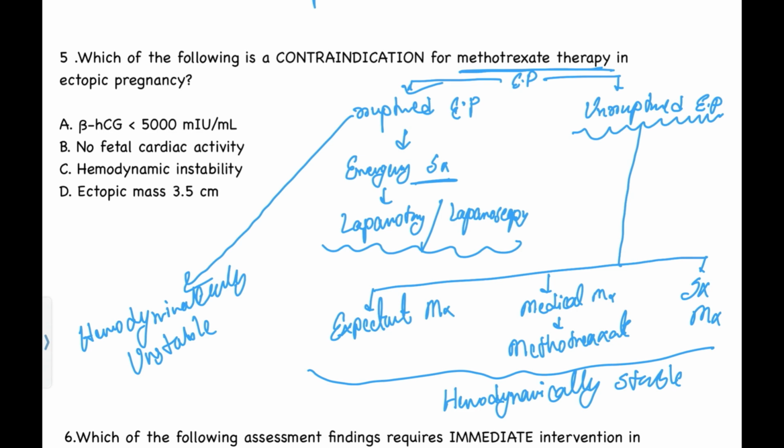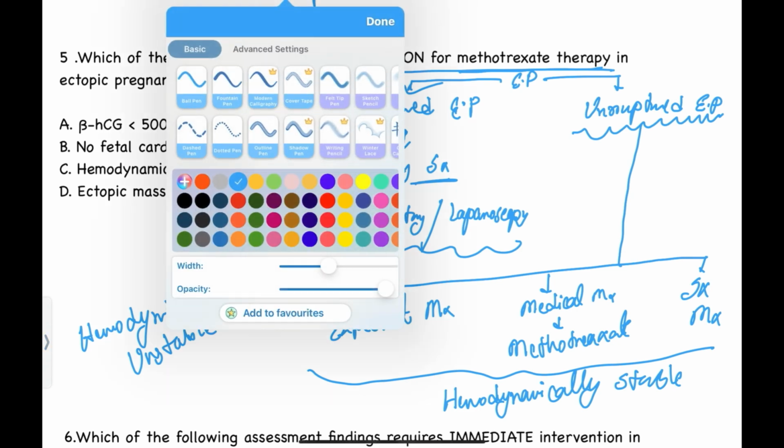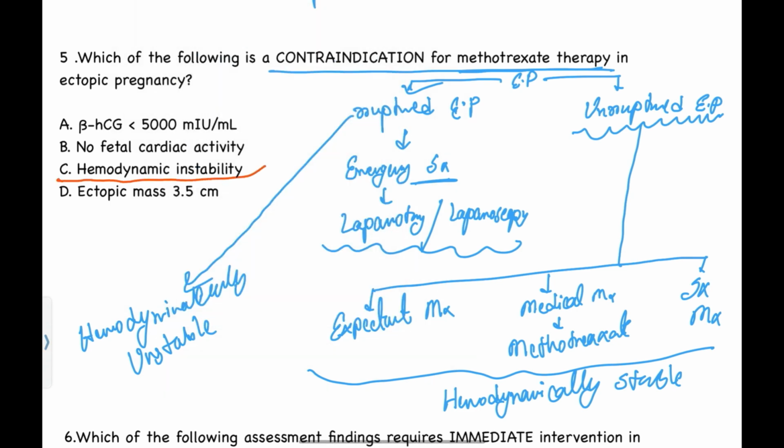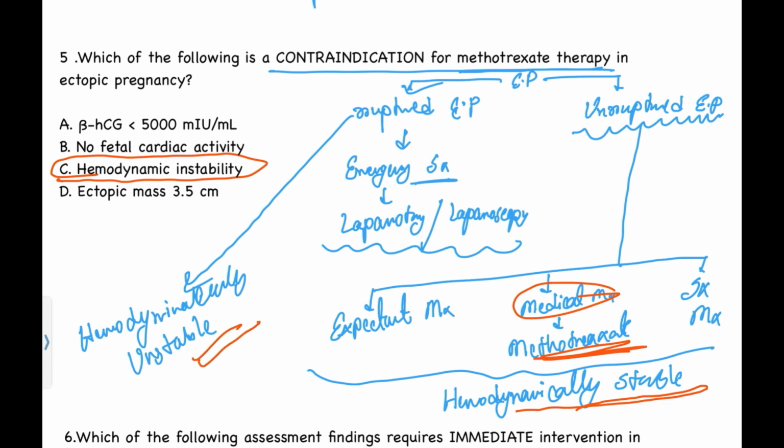So what is the contraindication of methotrexate therapy? See here in option C, it says hemodynamic instability. If the mother is hemodynamically unstable, not stable, then why will you go for medical management? Because you use methotrexate when the mother is hemodynamically stable, but if she is hemodynamically unstable, you can't use methotrexate. You will always do surgery. That's why the contraindication of methotrexate therapy is when the mother is hemodynamically unstable.